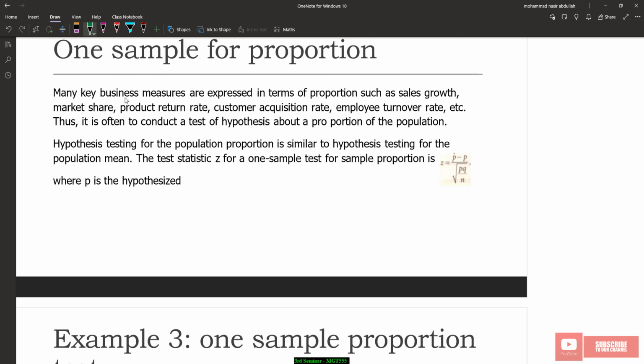So many key business measures are expressed in terms of proportions such as sales growth, market share, product return rate, customer acquisition rate. So they give the rate value, the ratio value, the percentage value. Thus it is often needed to conduct a hypothesis test about a proportion of the population. So the hypothesis testing for the population proportion is similar to testing for population mean, right? Dia similar saja, sama saja. Cuma perbezaan dia kita kena kira sikit.